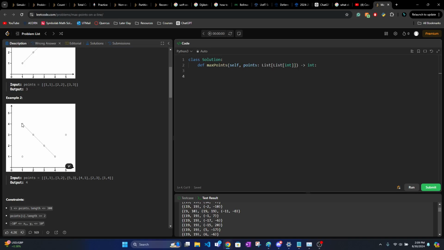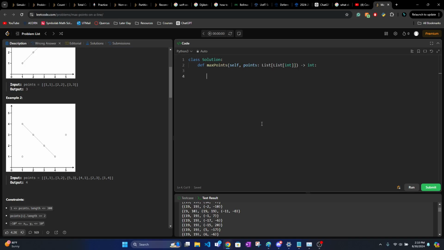So because it forms a line with this point with the same slope of -1, this means that all 3 points are on the same line. And we repeat the same process for this point, and we find the same result. So let's code this up.